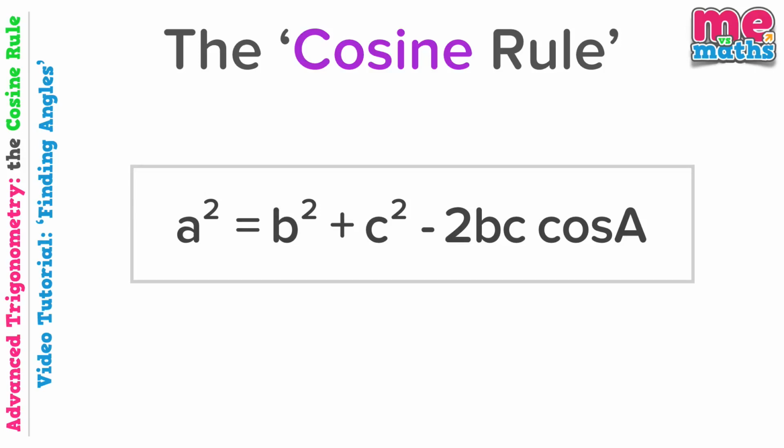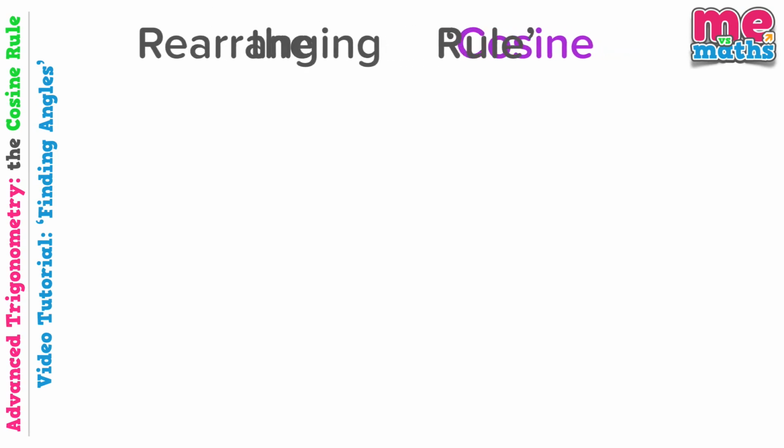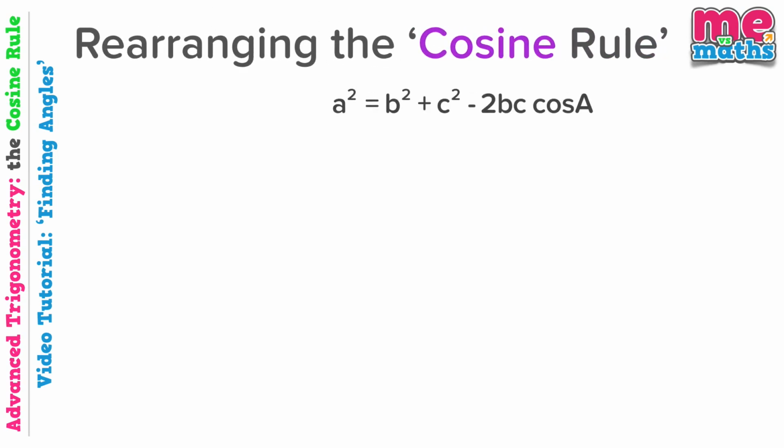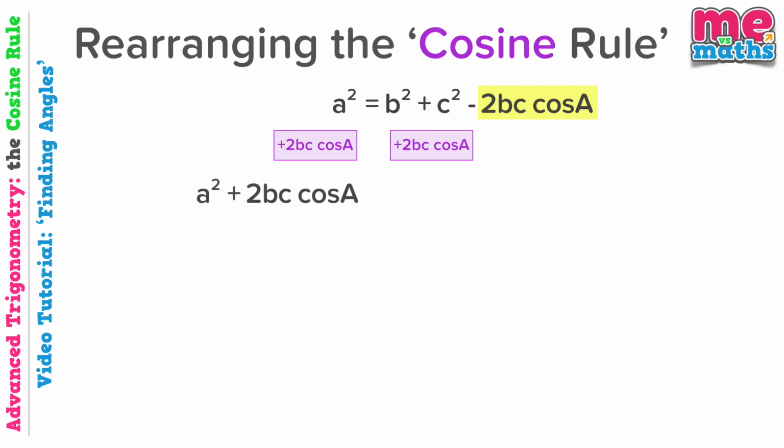Let's see how we can put this into a better form for finding the angle part by rearranging the cosine rule. We want to start by making the angle part positive, because at the moment the angle is attached to all this. We need to actually make all this part positive, so let's add 2bc cos A to both sides. We now have 2bc cos A in a positive state on the left hand side, as well as still the a squared. All we have now on the right hand side is b squared plus c squared, as the original minus 2bc cos A has been cancelled out.